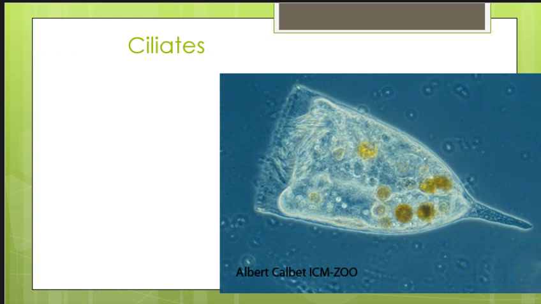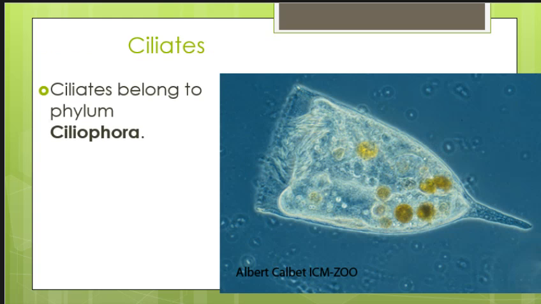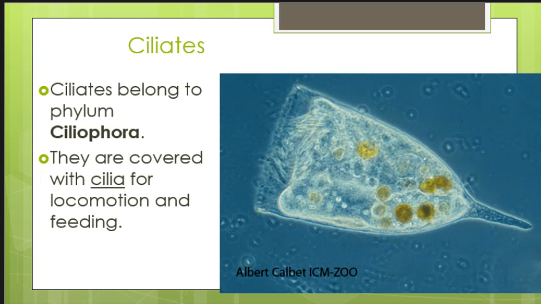All right, our next group are called the ciliates. Cilia are like little finger projections, like little hairs, if you will. That's why they're called that. They belong to phylum Ciliophora. They're covered with cilia for locomotion and feeding. So their mode of locomotion, cilia. How do they eat? Cilia will push stuff into their little mouth groove area. And they have asexual and sexual reproduction.